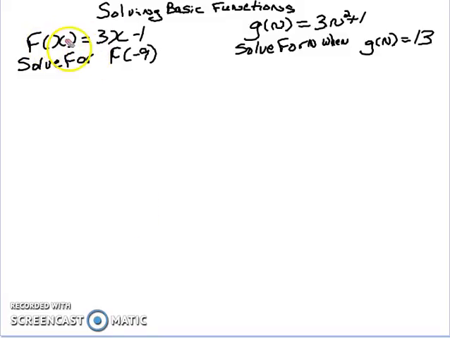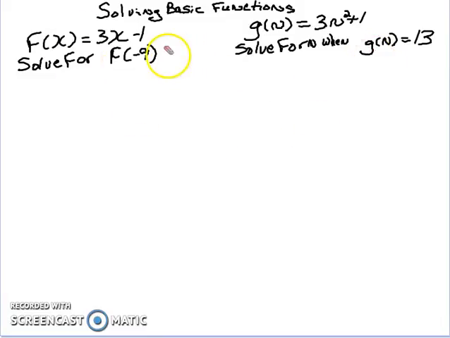We've got two different problems on this page, and I'm going to do two more that are a little more complex in a minute. This one says f of x is equal to 3x minus 1, so that's my first function. The function of x is 3x minus 1. And I've got another function over here, g of n is equal to 3n squared plus 1. The first one, I'm asked to solve for f of negative 9. And for the g function over here, it's to solve for n when g of n is equal to 13.